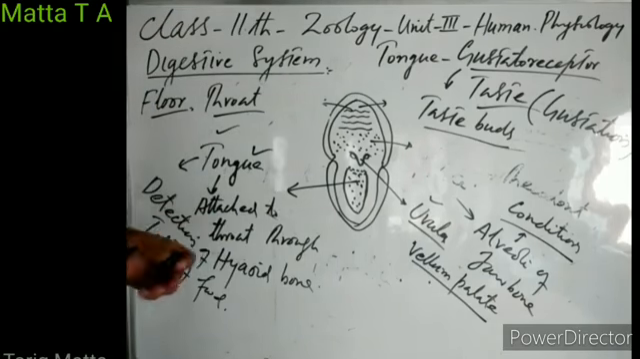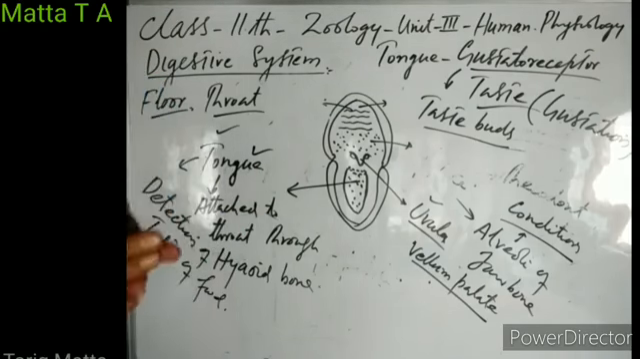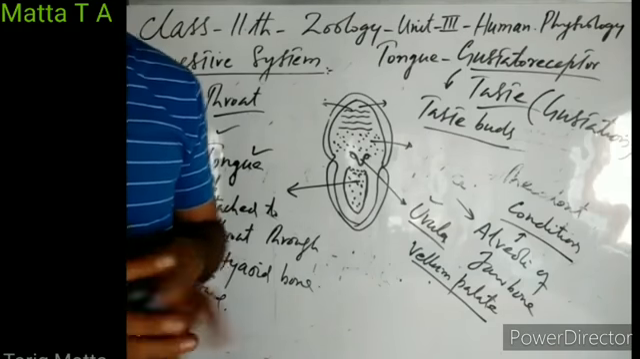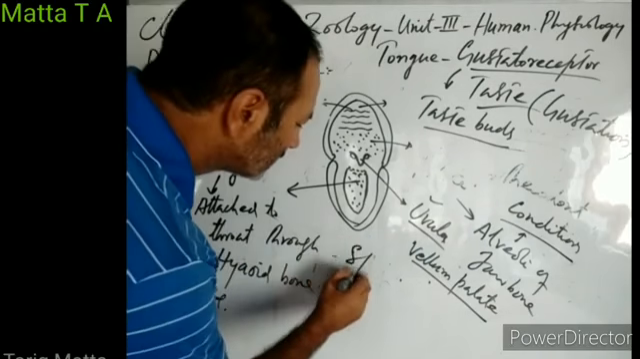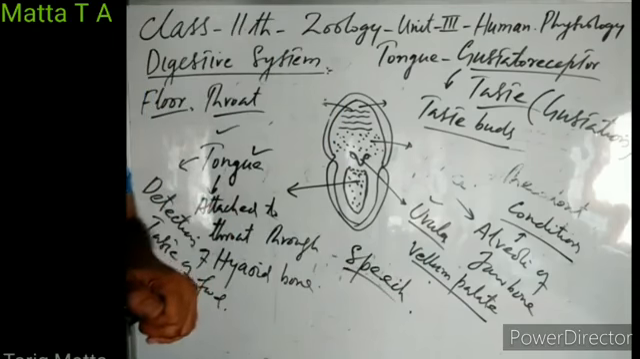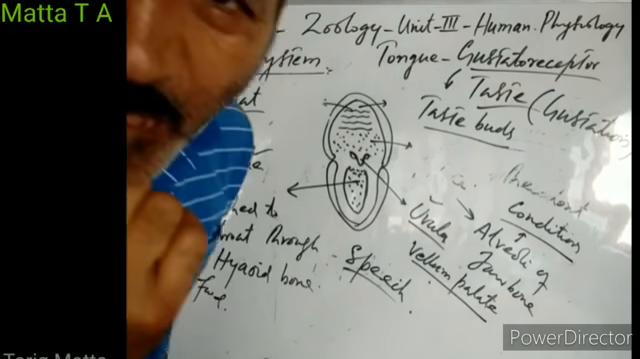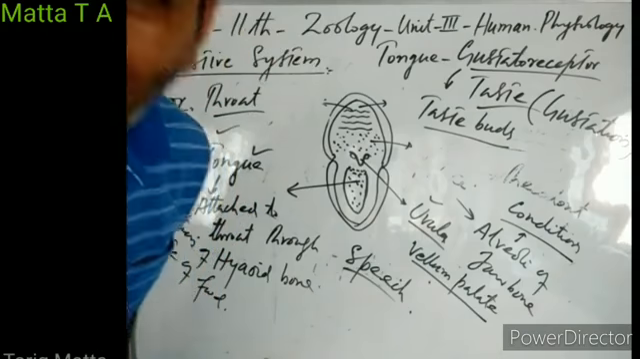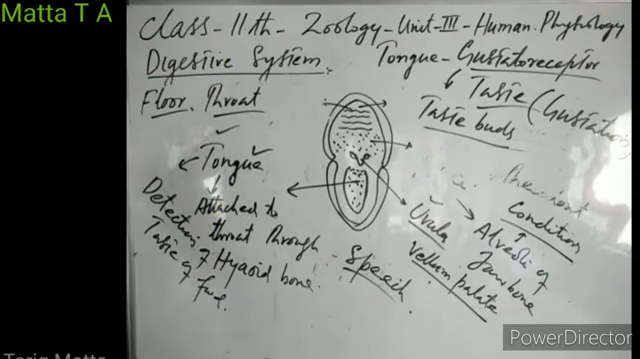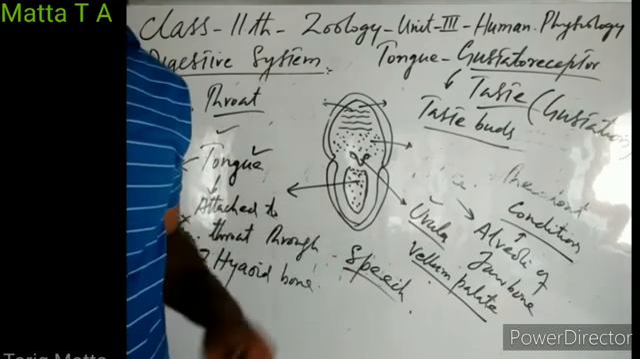Then another function of the tongue is mastication of food. It helps in the mixing of food and saliva, right? Then the third function of the tongue is that it helps us in speech. By proper tongue movements, we are able to pronounce the words correctly. For example, if I hold my tongue here, then I cannot pronounce the words, right? So it is the movement of the tongue which helps us in pronouncing the words correctly.